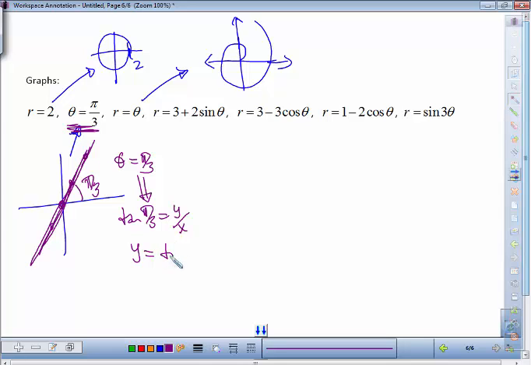I'll just put tangent pi over 3. Tangent pi over 3 is just a number. Did anybody figure out what that number is? 1.73. What? Root 3. So this is just a line going through the origin with slope root 3. So the slope of this line must be root 3. Okay? So that's what that is.